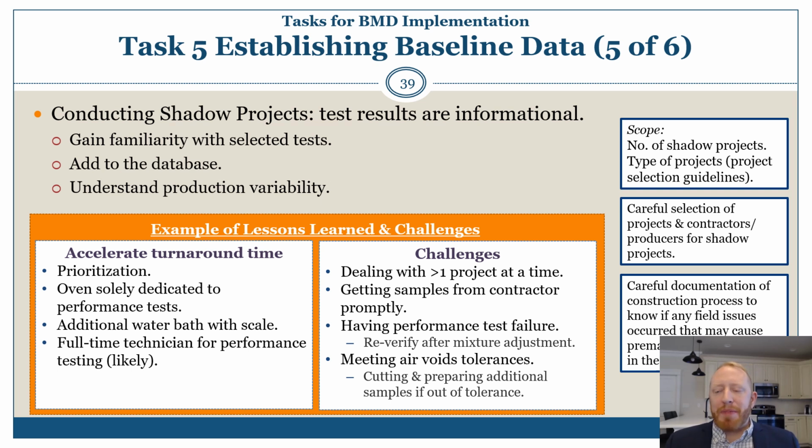So, things that people have learned through shadow projects is they've had to think about turnaround time. It's all well and fine when it's in a research lab somewhere, but now if you're trying to keep up with project production, boy, we've got to think about how we do this. So prioritization, oven space, water bath space, maybe technician time. How are we going to do that if we bring this to the pilot stage? They found challenges with dealing with more than one project at a time, getting the samples from the contractor promptly, and what happens when it fails.